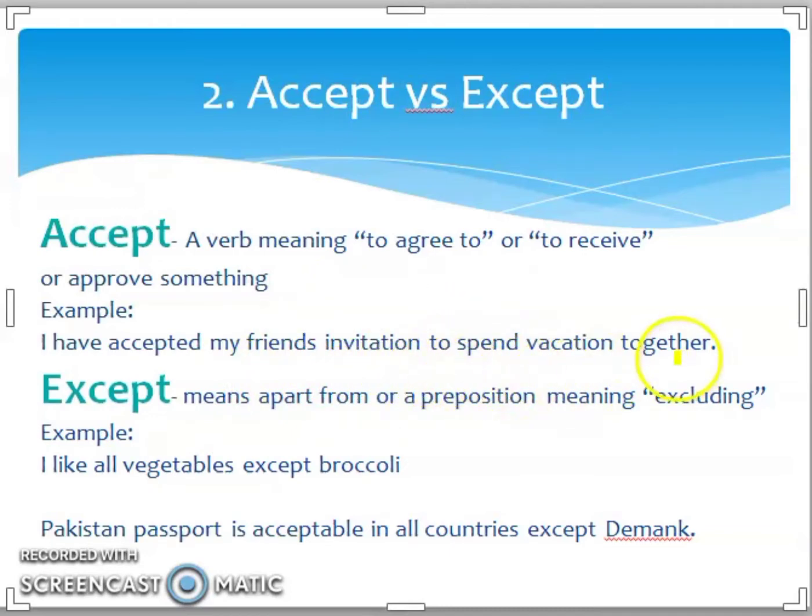To spend vacation together. The second word, except, means apart from, or as a preposition, it means excluding. Example: I like all vegetables except broccoli. Now, what it means is that apart from broccoli, I like all the vegetables. Right? Moving to the next.